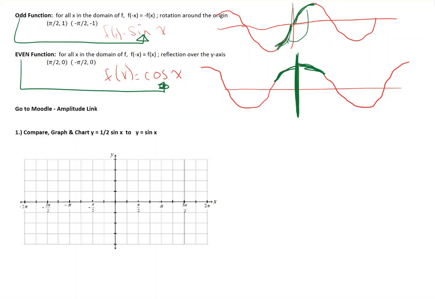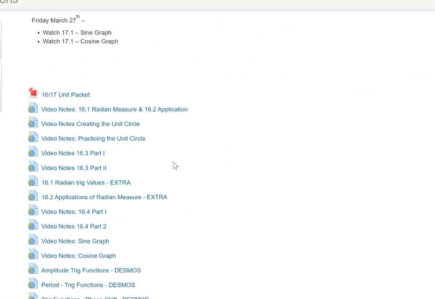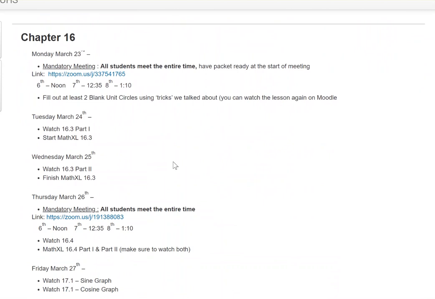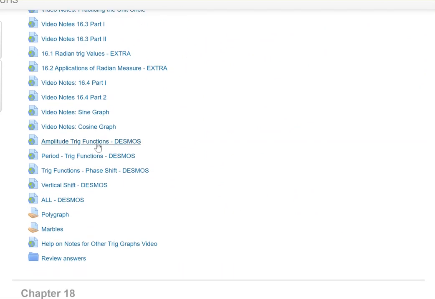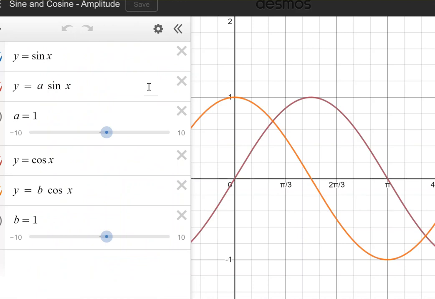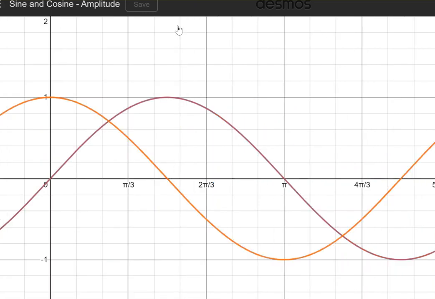Now, what I'd like you to do in just a minute is go to Moodle, and under chapter 16-17 there is an amplitude link. Scroll down, and you will find amplitude trig functions Desmos. Click on there, and when you get there, you are going to see something similar to this. I know it's cut off a little bit on the side. Let's see if I can move it over. Not quite, but it shows the graphs right here.